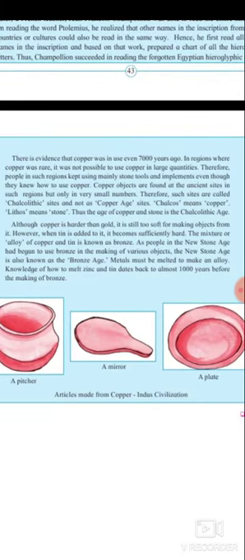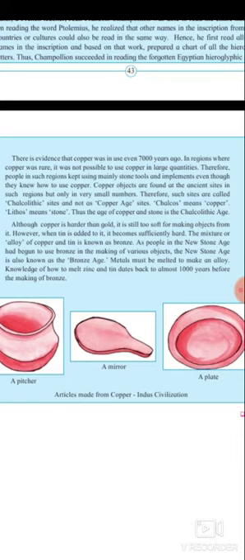They created a new item. People in the new stone age had begun to use bronze in the making of various objects. The new stone age is known as the bronze age. So they created the alloy of copper and tin, and the combination is called bronze. So the new stone age is also known as the bronze age.